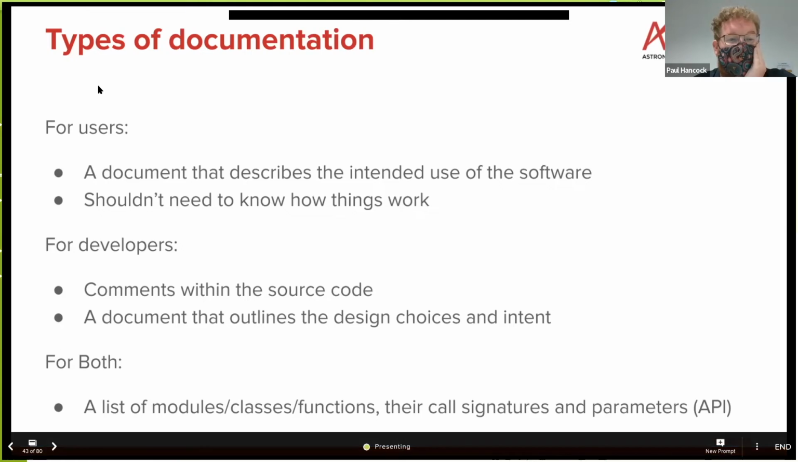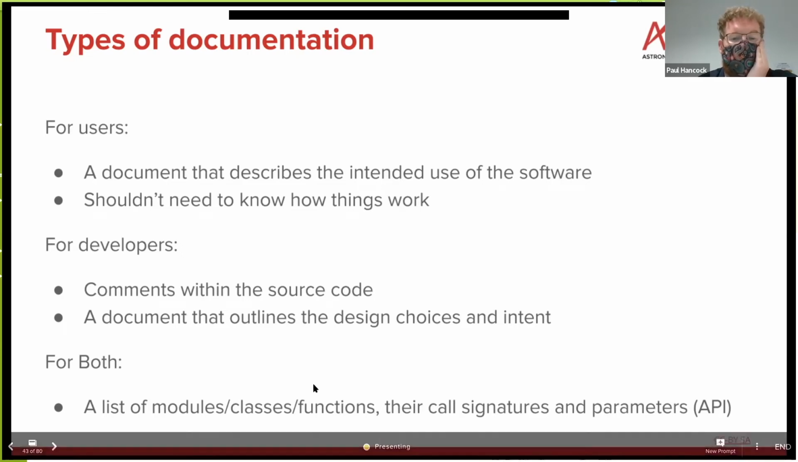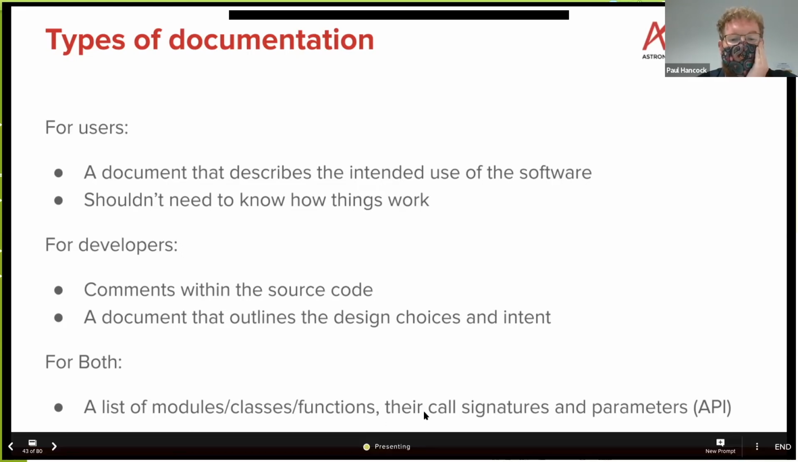And then for both the users and developers, it's good to have a list of the modules or classes or functions that you've created that they might want to make use of. If you put all of this together with their call signatures and parameters, that's essentially an API that people can look at.